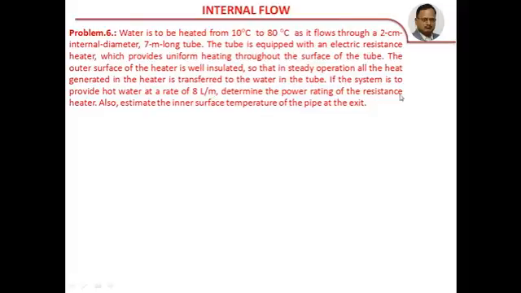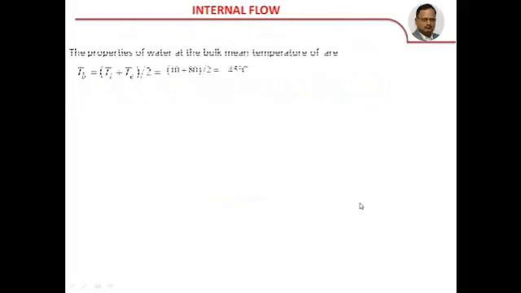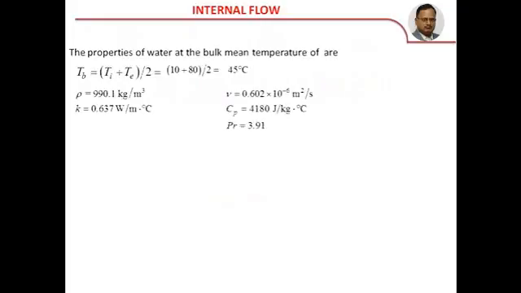Another important problem. Water is to be heated from 10 to 80 degrees in a 2 centimeter internal diameter, 7 meter long tube. The tube is equipped with an electrical resistance heater, so it is a constant heat flux problem. The outer surface of the heater is well insulated, so it is steady state operation. The water flow rate is 8 liters per minute. Determine the power rating of the resistance heater, how much is capital Q, and also estimate the inner surface temperature of the pipe at the exit. Very interesting heat flux problem.